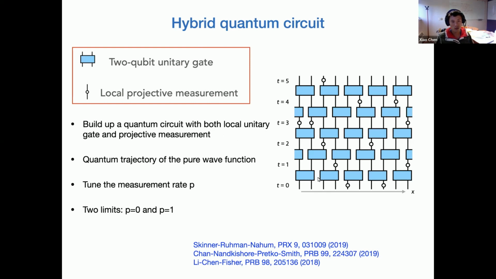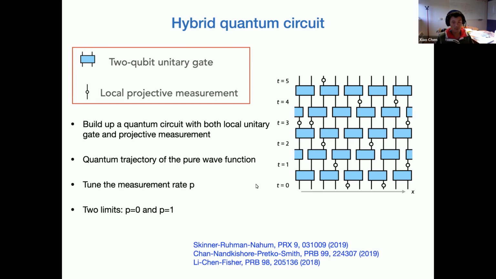We are interested in the quantum trajectory of the pure quantum state. We want to know what will happen to the quantum state after some time evolution. Notice that in this circuit there is one tuning parameter, the measurement rate. Measurement rate p here means the ratio between the number of measurements at each time step and the number of qubits. So p is a tuning parameter, and there are two limits: one is p equal to 0, and one is p equal to 1.